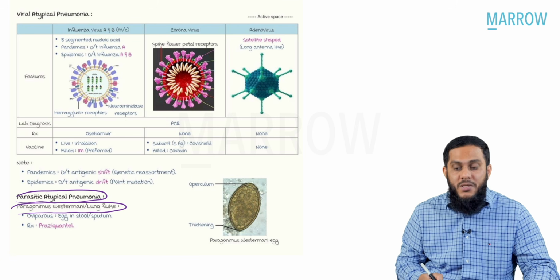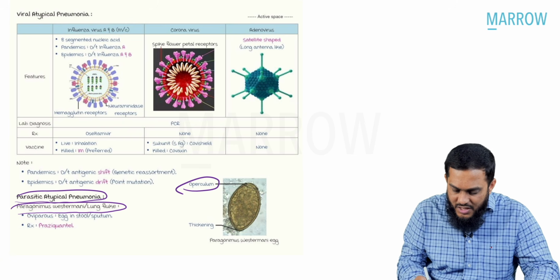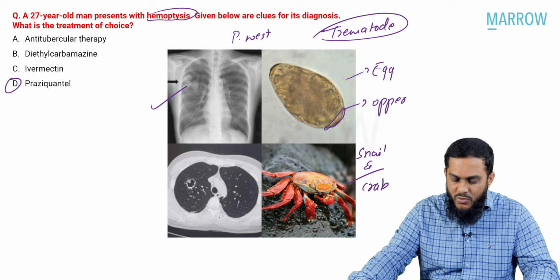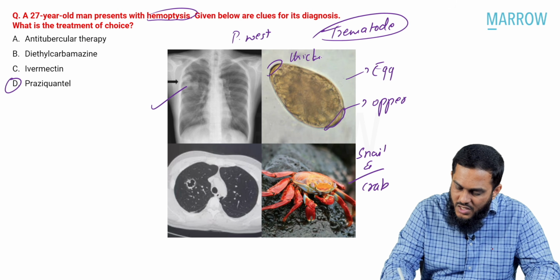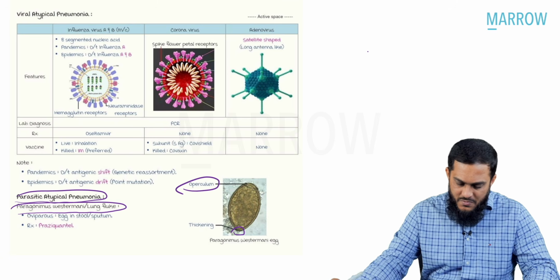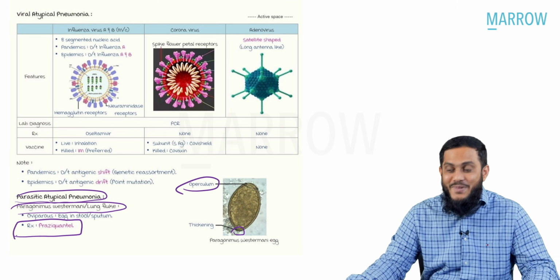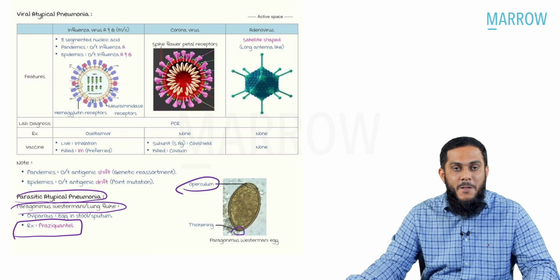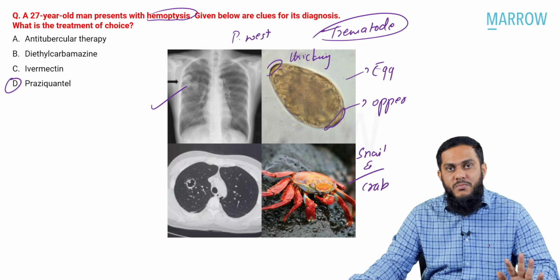Paragonimus westermani: see here, operculated egg with the thickening on the opposite side of the egg. You can see the operculum on one side, thickening on the other side. And treatment is praziquantel. So directly from class notes, Paragonimus westermani, treatment is praziquantel.